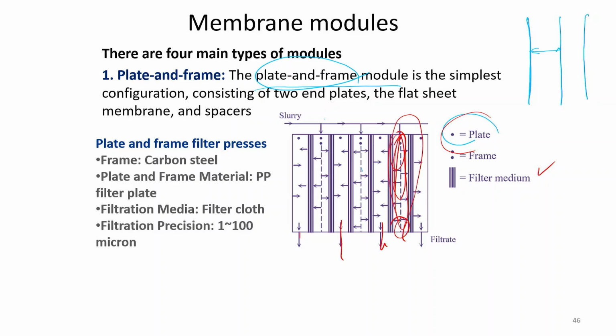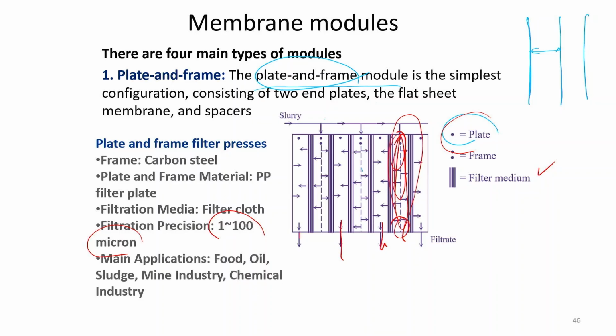And the filtration precision with this mesh is 1 to 100 micron. With that, it is mainly used for coarse filtering. The main applications of this type of plate and frame filter are the food industry, oil industry, slurry, mine industry and chemical industry.